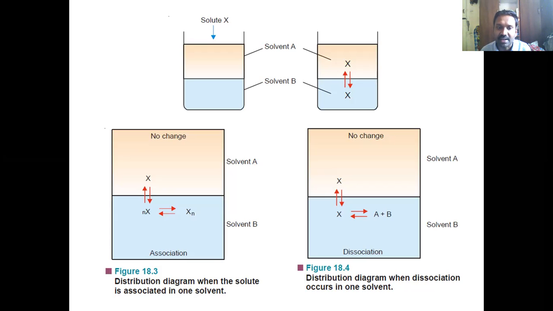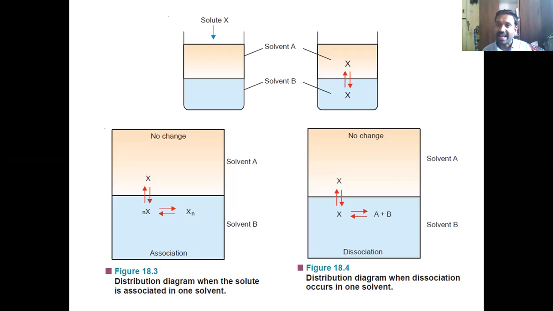But look at the figure on the left, the second figure, and in the lower portion you have X in solvent B. What has happened to the X in solvent B? It has got associated. NX has become XN. In the next figure, what has happened to the X in solvent B? It has got dissociated. X has become two different species, A and B.